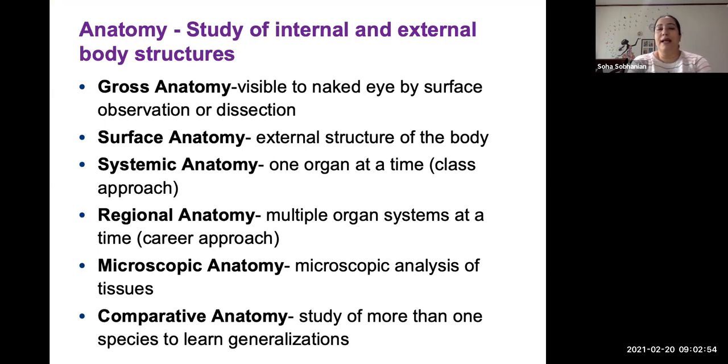Now, when we're talking about anatomy, there are different versions of anatomy. The common ones that we have are gross anatomy, surface anatomy, regional, systematic, microscopic, and comparative. So for gross anatomy, anytime you hear the word gross, it's because it's something you see. It's also known as macroscopic.